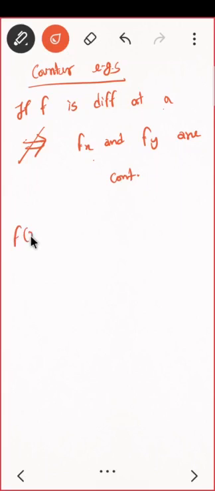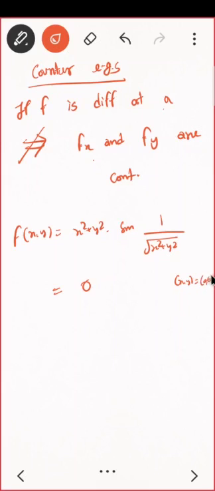Suppose I have this function, f of x, y equals (x square plus y square) into sine of 1 upon root of x square plus y square, and f is 0 when (x, y) is (0, 0), and this expression when (x, y) is non-zero. Go back to your unit 2, I think, on how to find the derivative. First, you have to check whether it is differentiable at the origin.